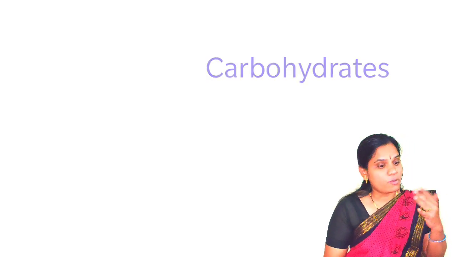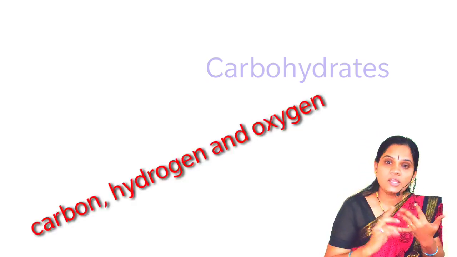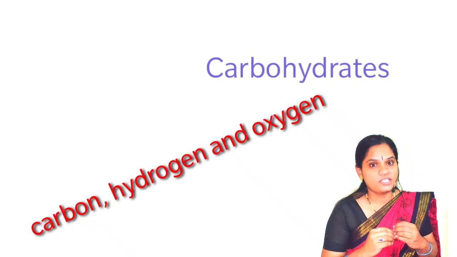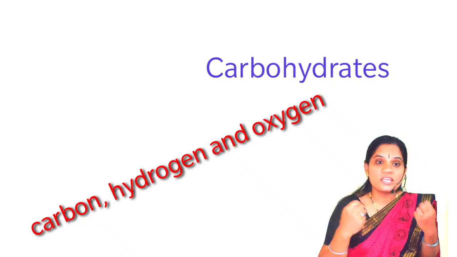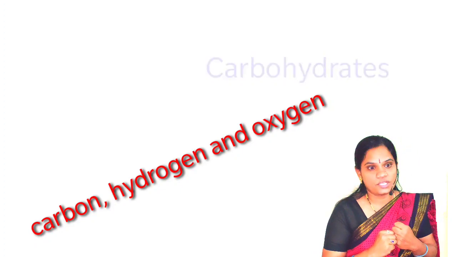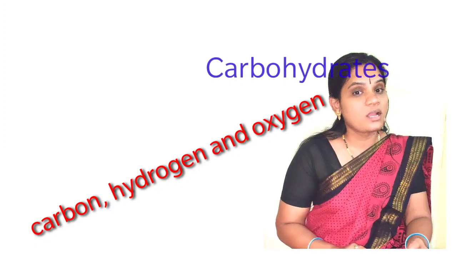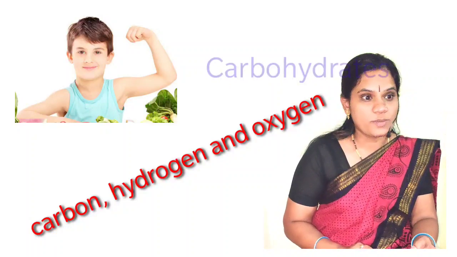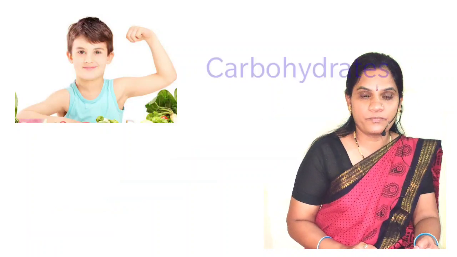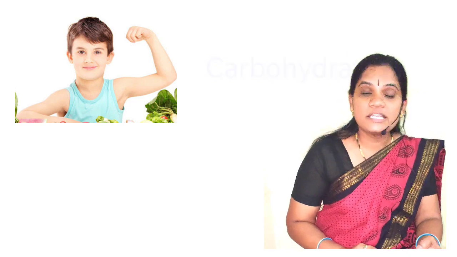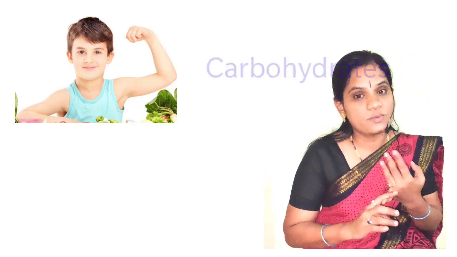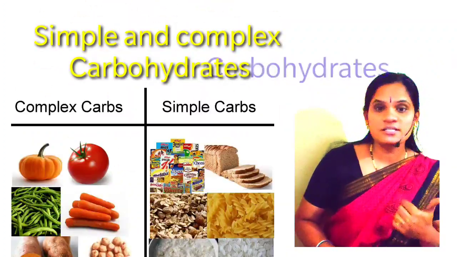Carbohydrates are made up of carbon, hydrogen and oxygen. They provide a lot of energy and so they are known as energy giving nutrients. Carbohydrates are also known as energy suppliers as well as energy giving food. Carbohydrates are of two types: simple carbohydrates as well as complex carbohydrates. Simple carbohydrates give us instant energy.